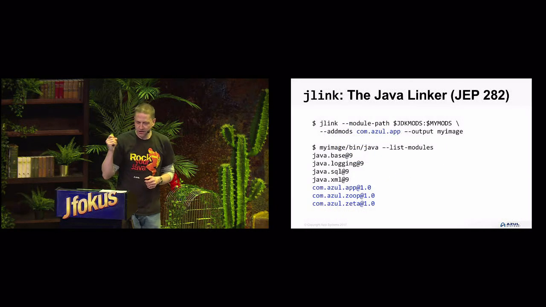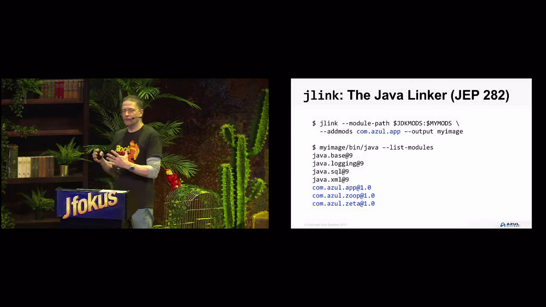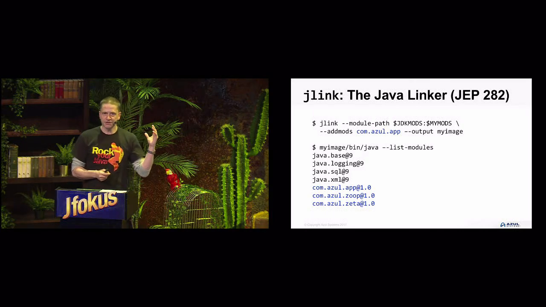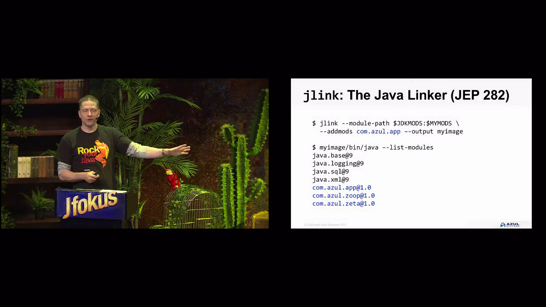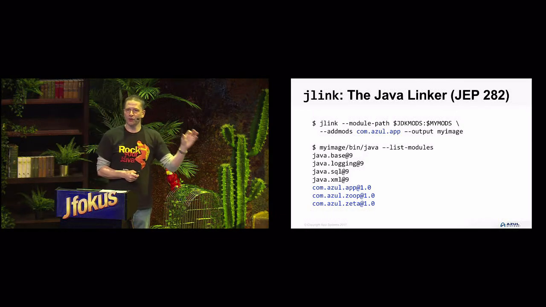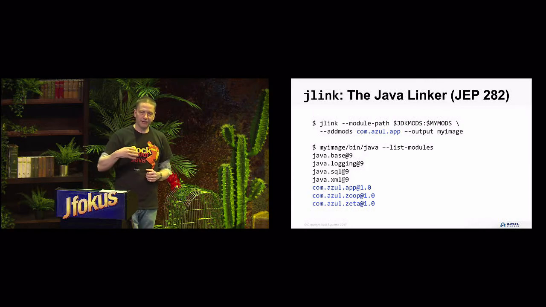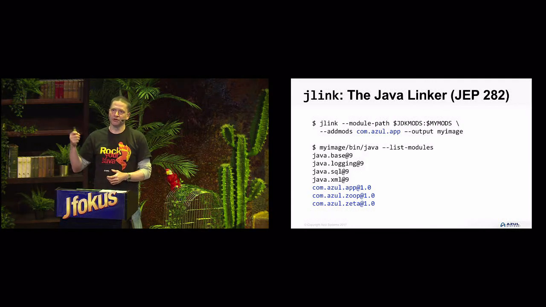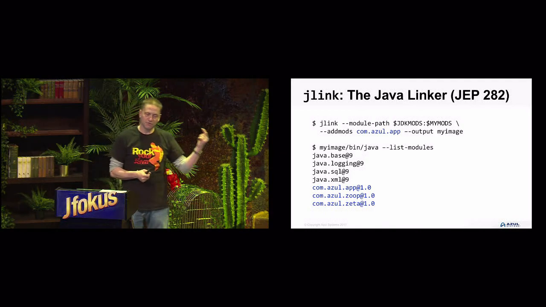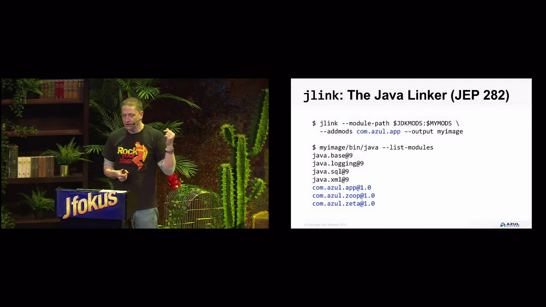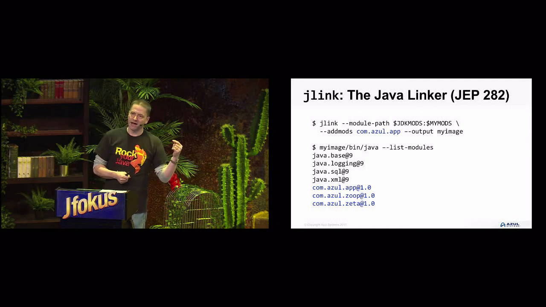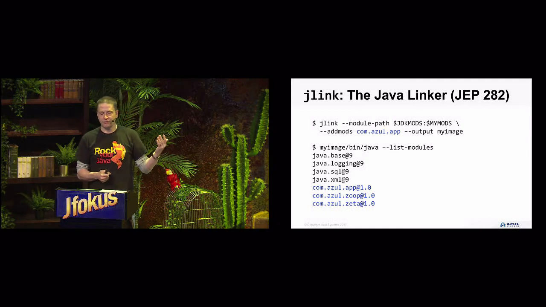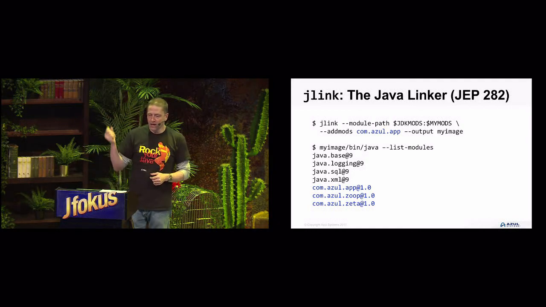If we go a little bit further and say, OK, let's take a real-world application, we can do the same thing: specify where the modules are coming from, specify that we have a module that contains a main, static void main entry point, and again, build it into my image. If we then run the list modules on Java, what we'll see is we've got java.base, we've got Java logging, SQL, XML, and then we've got some application modules in the form of app, Zoop, and Zeta.